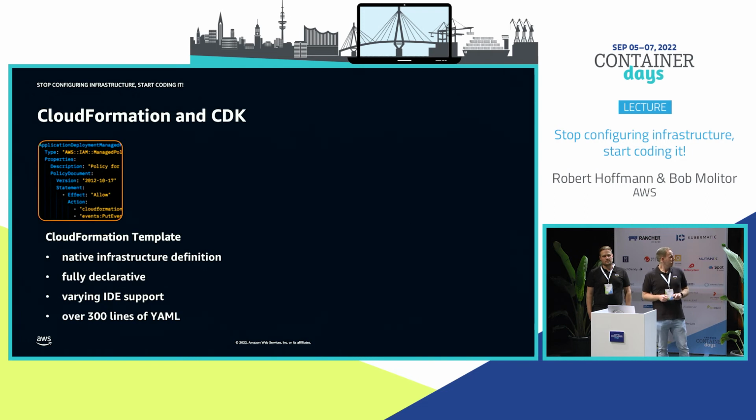Cool. So let's compare it a little bit. Robert, in one of the first slides, mentioned, hey, we have CloudFormation templates. It's a native infrastructure definition from AWS. It's fully declarative. Depending on your IDE, it's very well supported or a little bit less. It depends on the IDE or on the plugins you use there. And it has about 300 or over 300 lines of code, or let's say YAML.